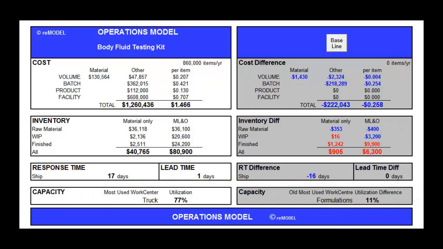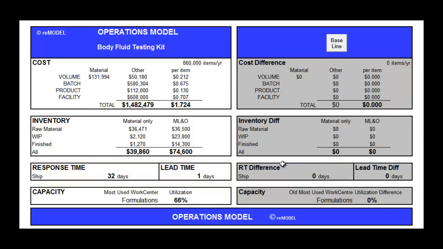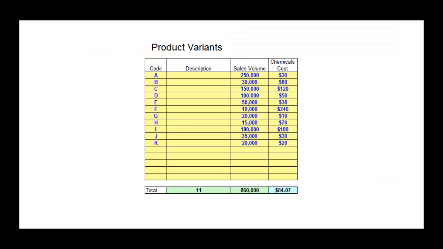So let's have a look at something completely different. Let's put this back to where it was. Check that we zeroed it. And now we're going to do something that quite often happens, but manufacturing has little control over it. We're going to change the product mix slightly. Here are the 11 products. They have different sales volumes and different chemical costs. Let's suppose product code K has been removed from the portfolio, and that 20,000 that was in there is now going to go as product F, so that 10,000 becomes 30,000. The total is still 860,000, but we have 10 variants now instead of 11.